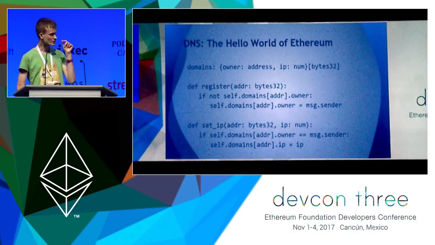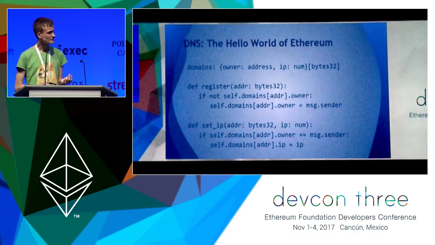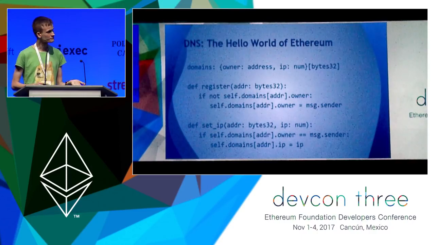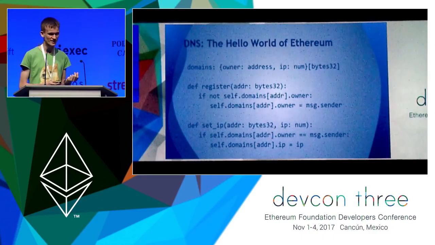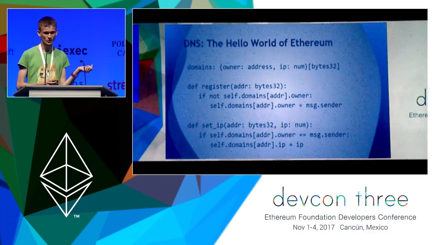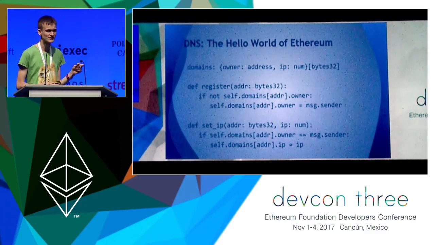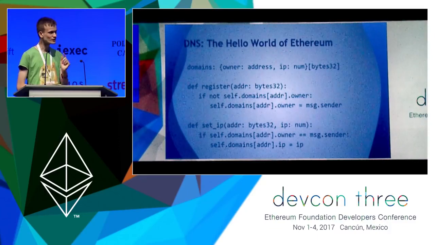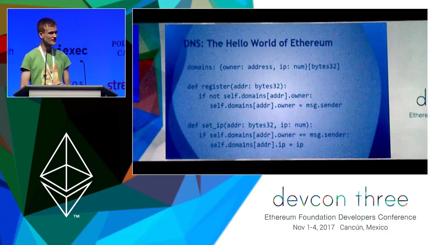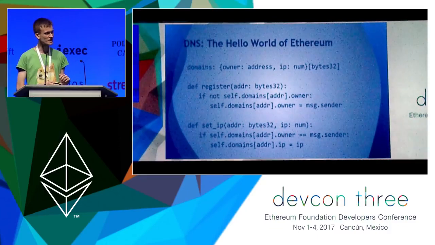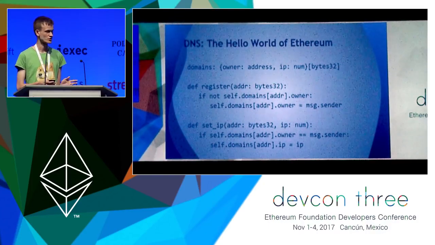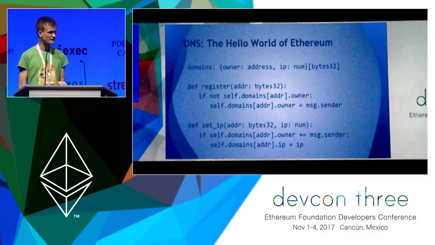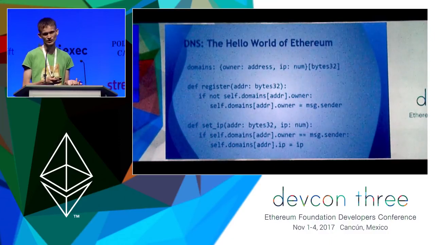There's a function called register, and if a domain does not yet have an owner, then the owner gets set to basically whoever sent the message, so whoever sent the transaction that made that function call. And you have another function, setIP, and that function is fairly simple. It basically just checks if you own the domain that you're trying to set the IP address of, and if it does, then it sets the IP address to whatever you want.